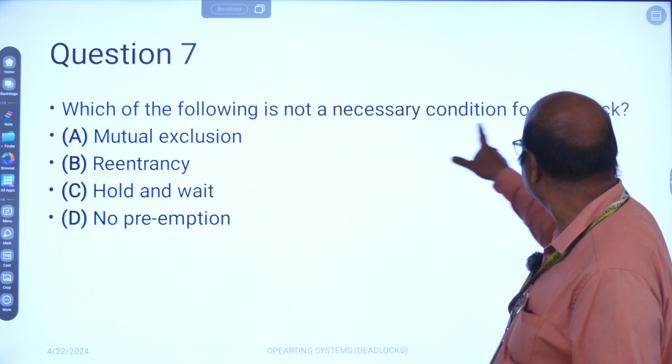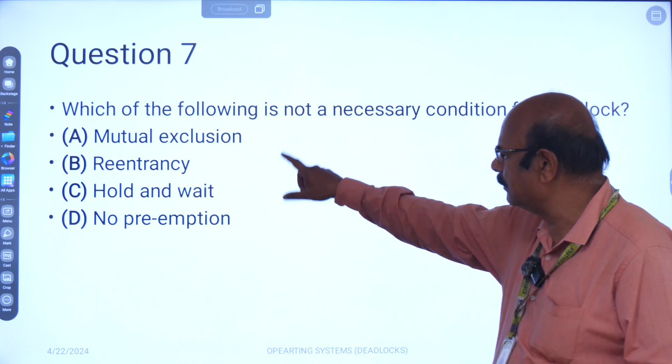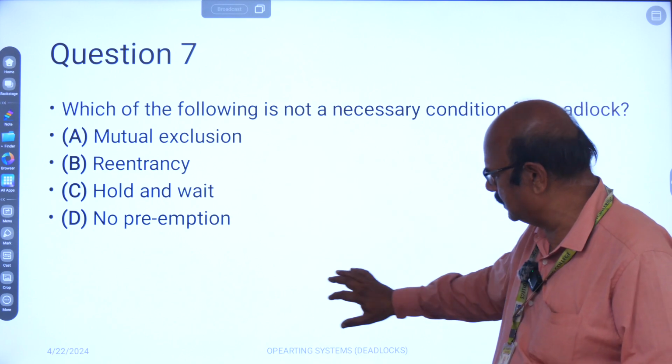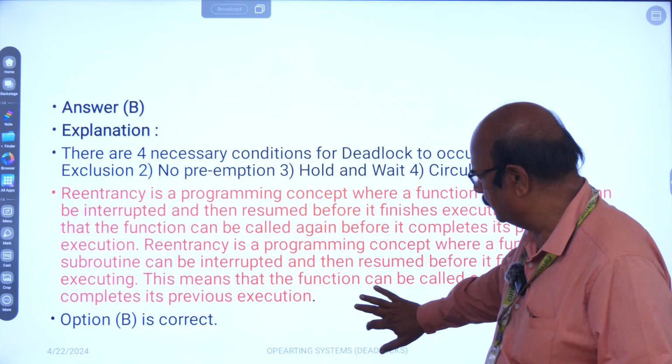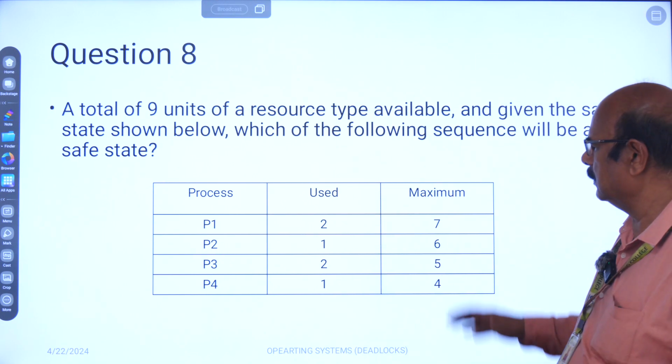Which of the following is not a necessary condition for deadlock? Mutual exclusion must be there, hold and wait must be there, and no preemption. So you must know properly what re-entrancy is.